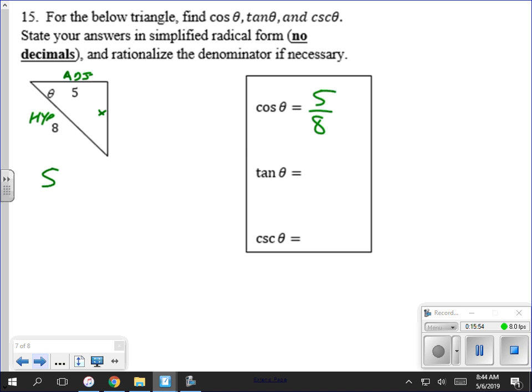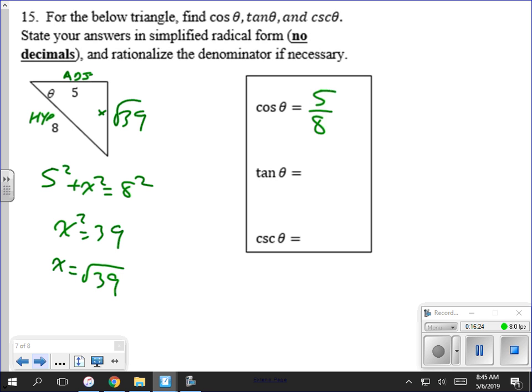So I set up 5 squared plus x squared equals 8 squared. 64. So x squared equals 39. X equals the square root of 39. So the tangent, opposite over adjacent, is square root of 39 over 5.